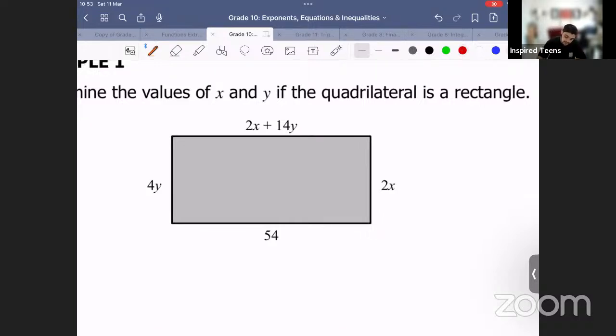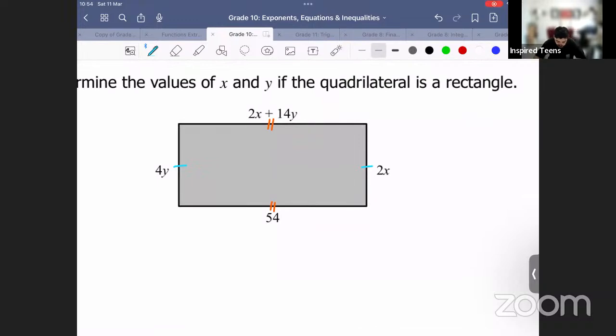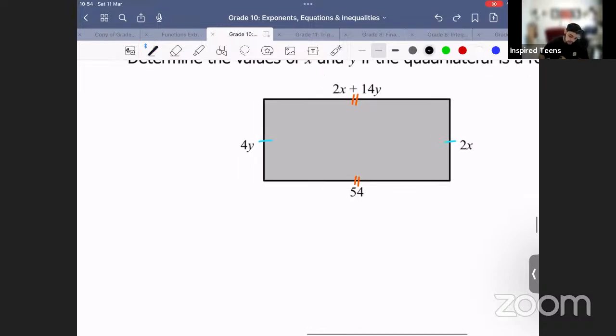We need to use our understanding of the properties of a rectangle. Properties of a rectangle state to us that opposite sides are equal. So that side is equal to that side, and this side is equal to that side. So I can create equations. The length of this is 54, so the length of that should also be 54. So actually, I can now state that 2x plus 14y is equal to 54.